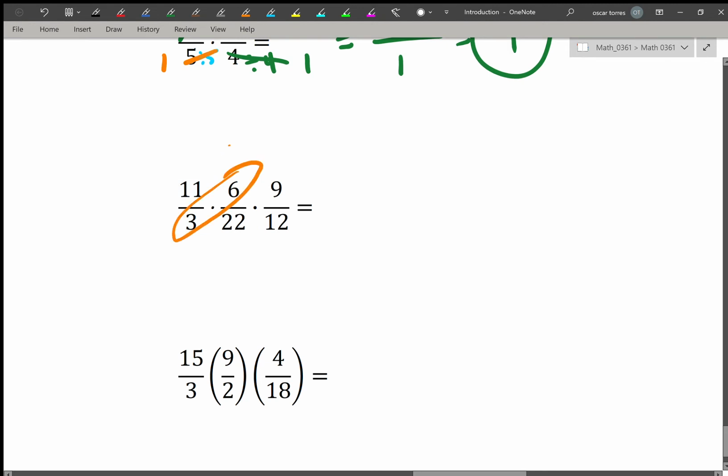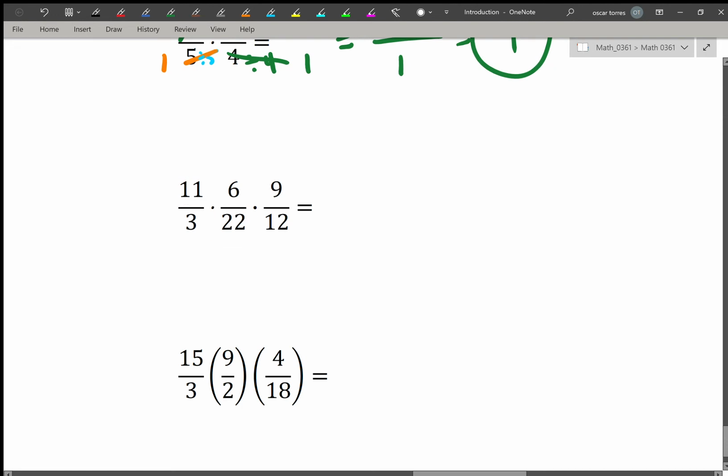So we can look at 3 and 6 and simplify those two. Or we can do 11 and 12, 11 and 22. It doesn't matter which order you simplify them in. The important thing is that you choose one number on top and one number at the bottom. So in this case, we would do 11 and 22.